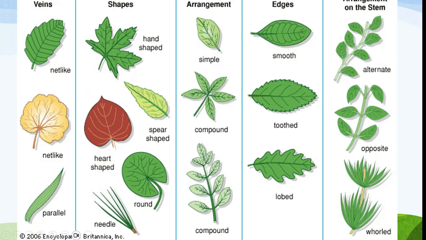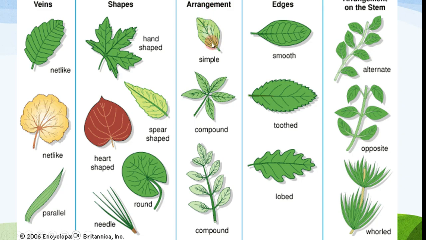All right, so here is basically what we're going to do to categorize our leaves. We're going to look at their veins. Okay, you remember these words? It says here net-like. Net-like would be what we call pinnate. Parallel, they don't have palmate on there. Then we have our shapes. This is also called palmate for shape, hand-shaped. Spear-shaped, heart-shaped, round, needle. We have some other more complicated words for some of those.